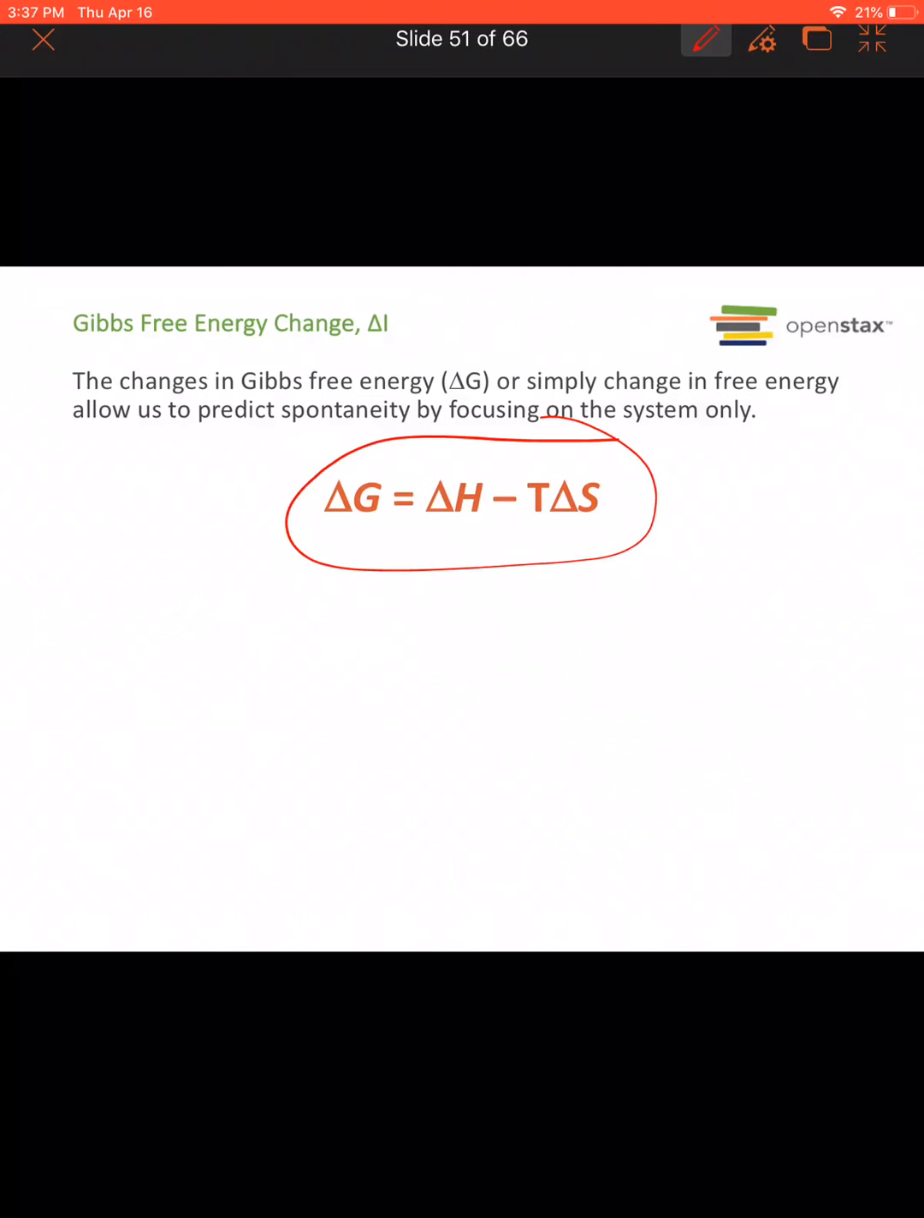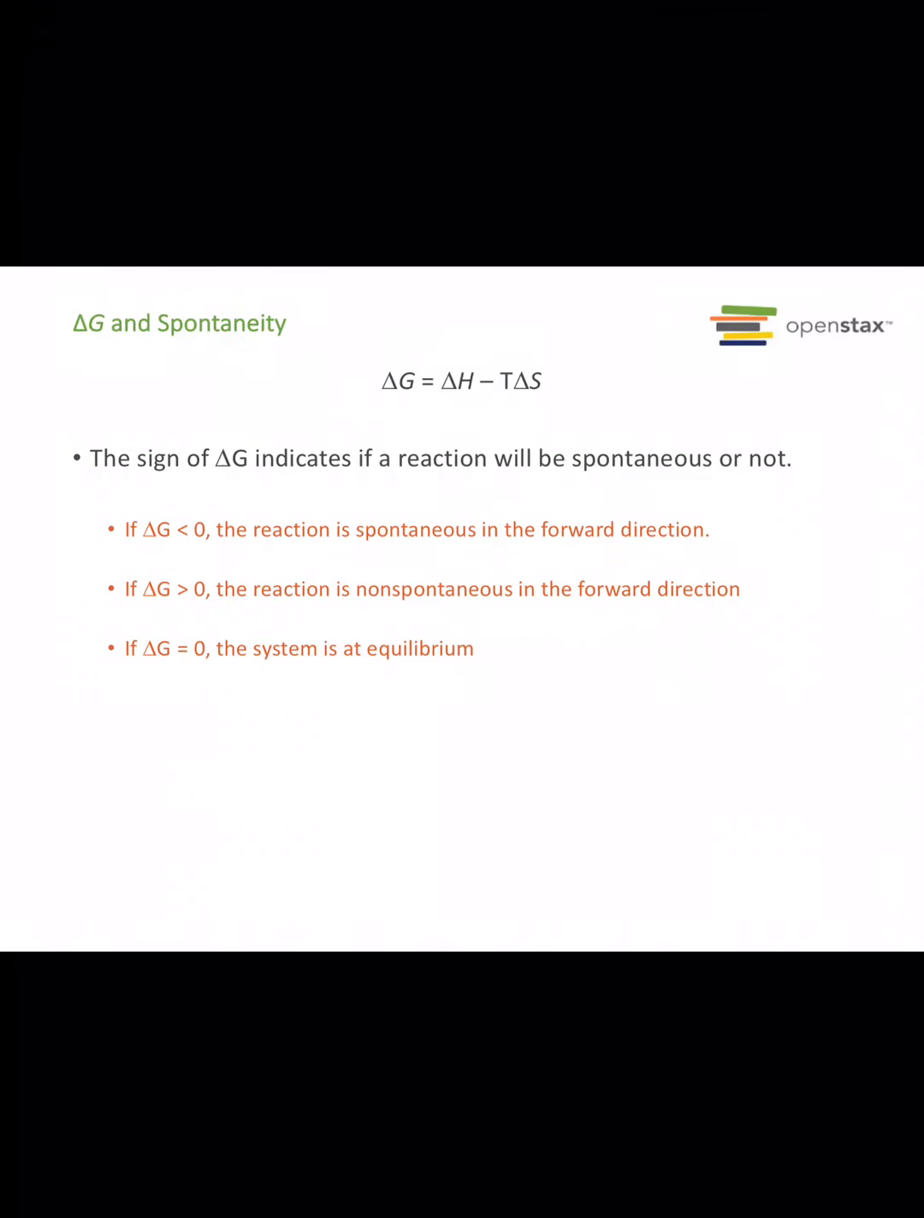And so this equation, delta G is equal to the change in delta H minus temperature in Kelvin times the change in delta S. We have to, again, consider the signs for delta S and delta H, but it's delta G that determines whether your reaction is spontaneous or not. All right, so we just went through what the signs of delta G mean.